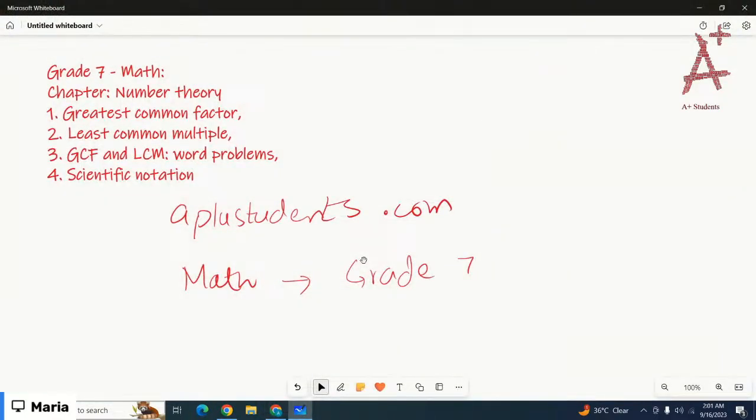There you can find the chapter number theory, and the lessons we're going to cover from the chapter are greatest common factor, least common multiple, GCF and LCM word problems, and scientific notation. So let's start with the very first lesson, greatest common factor. What do you know about greatest common factor, or you can say GCF?